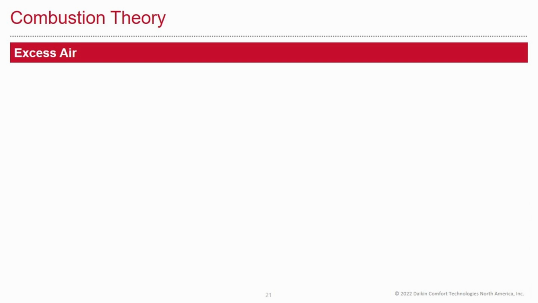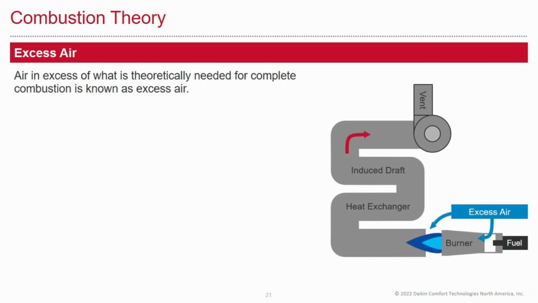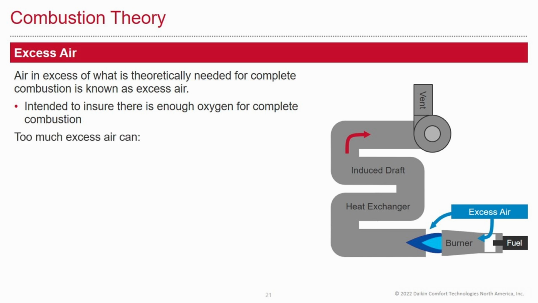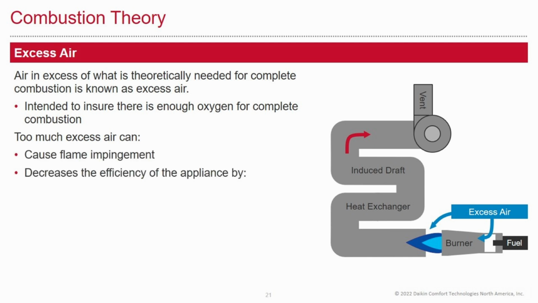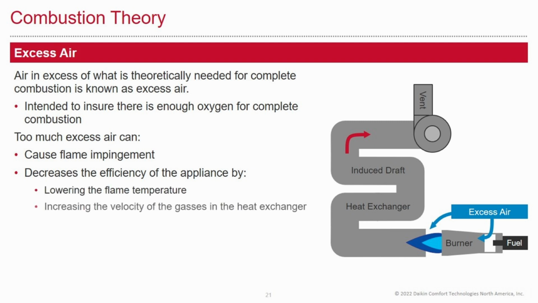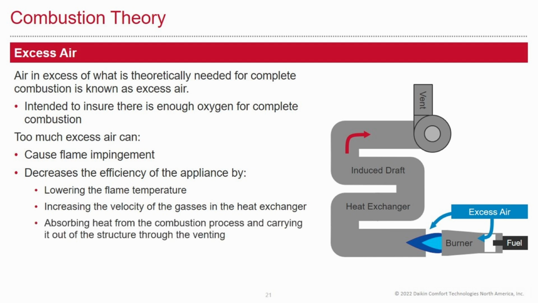Excess air. Air in excess of what is theoretically needed for complete combustion is known as excess air. It's intended to ensure there is enough oxygen for complete combustion. Too much excess air can cause flame impingement, decreases the efficiency of the appliance by lowering the flame temperature, increasing the velocity of the gases in the heat exchanger, absorbing heat from the combustion process and carrying it out of the structure through the venting.